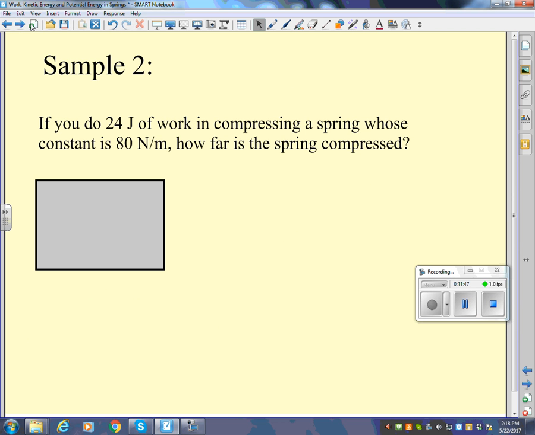Okay, so go ahead and find sample number 2. Should be right after sample number 1, so that shouldn't be that hard to find. And the question is, if you do 24 joules of work in compressing a spring whose constant is 80 newtons per meter, how far is the spring compressed? We are solving for the x, the distance.